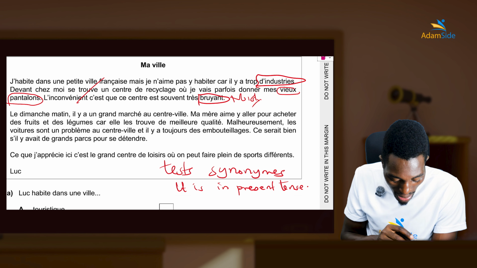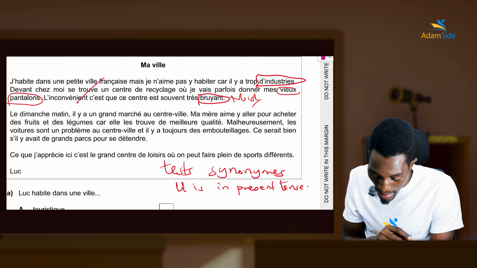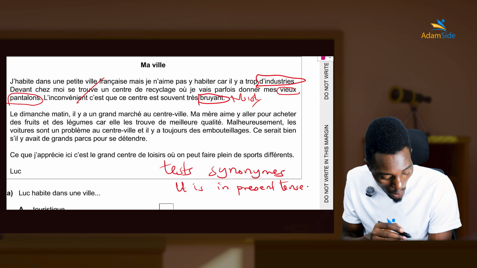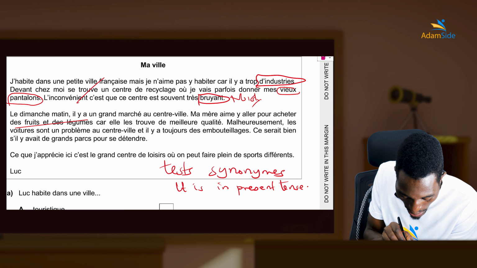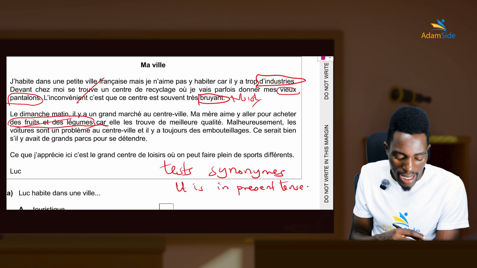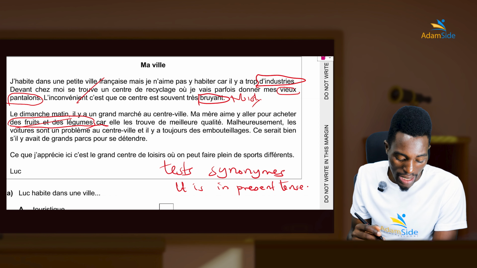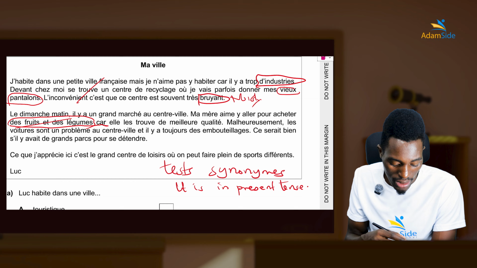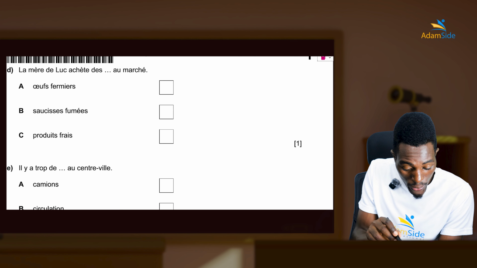Le dimanche matin, il y a un grand marché au centre-ville. Ma mère aime y aller pour acheter des fruits et des légumes. So Luc's mom is buying fruits and vegetables. Des fruits et des légumes. So the answer there, if I get back to the question and find F, fermier is not a produit, is not fruits and legumes.